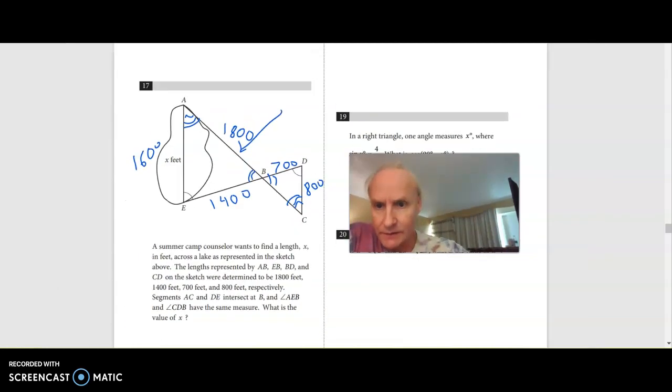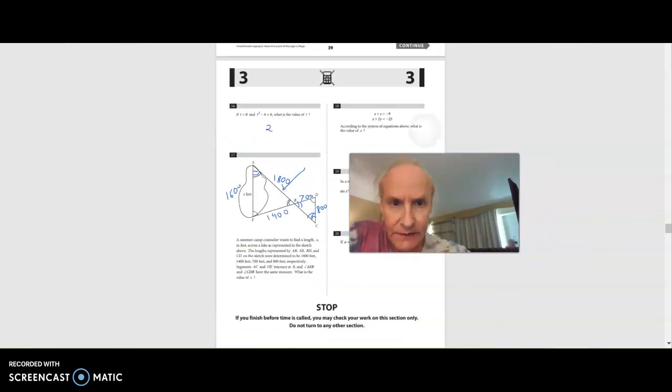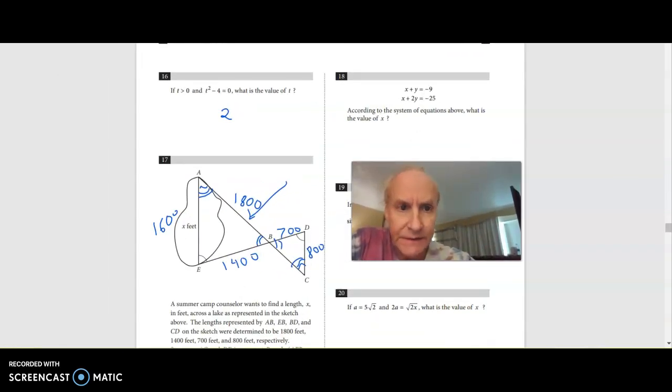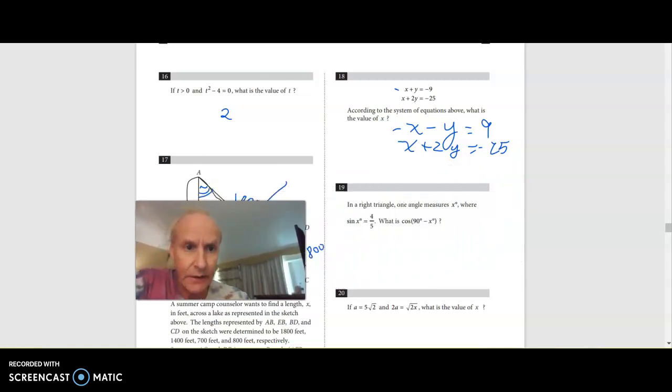All right, so 18. Let's take a look at 18 here. According to the system of equations, what is the value of x? We're going to change the sign of the x, the y. Okay, so I end up with negative x minus y equals positive 9, and x plus 2y is equal to negative 25. And when we add those together, we end up with negative 16 is equal to y.